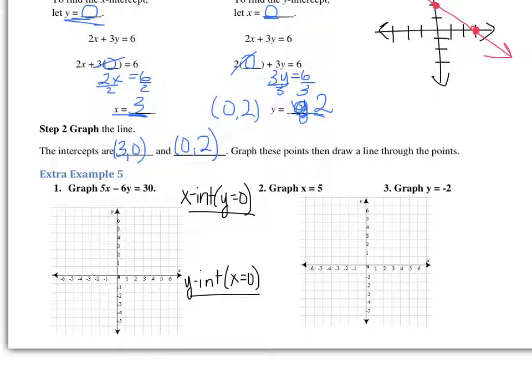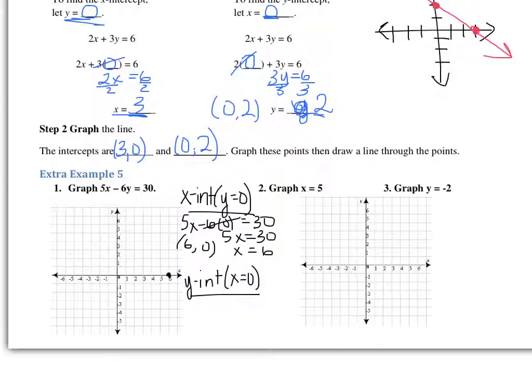Okay, for your x-intercept, you should have written 5x minus 6 times 0 equals 30. So that goes away. I have 5x equals 30, and if you divide both sides by 5, x equals 6. So you have the ordered pair (6, 0), and on the graph, (6, 0) is right here.